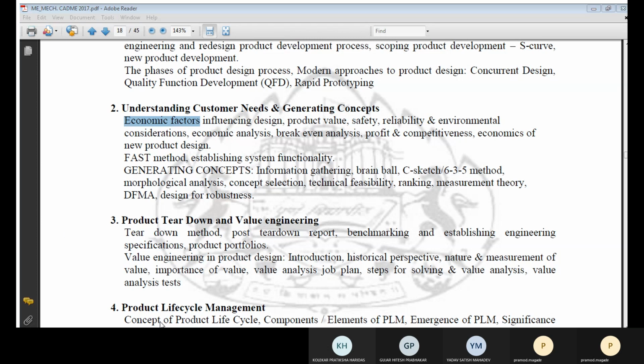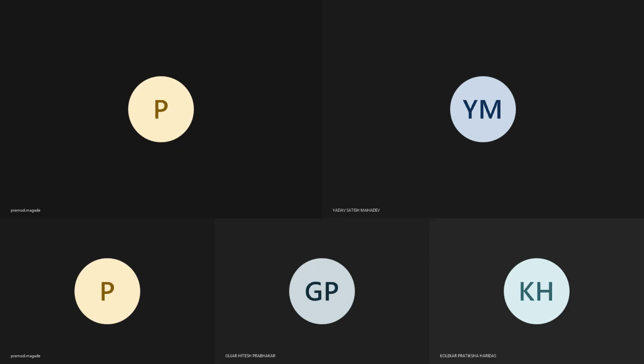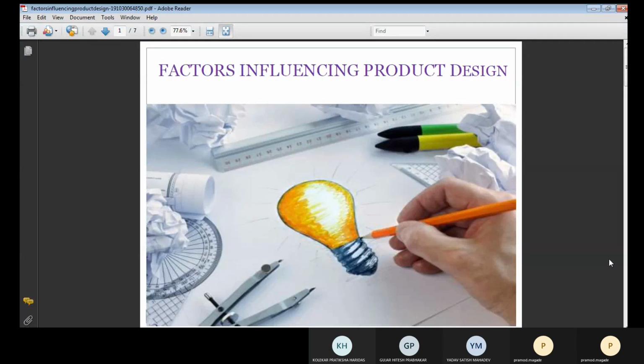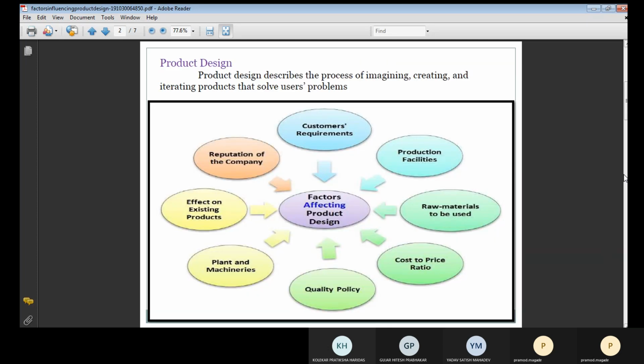So here I have quoted some influence factors while designing. Of course, that is in terms of the economic point of view. So I'll just share. Yes, here. Now see, these are the factors which affect the design while developing the product. Of course, these are related with the economic point of view.